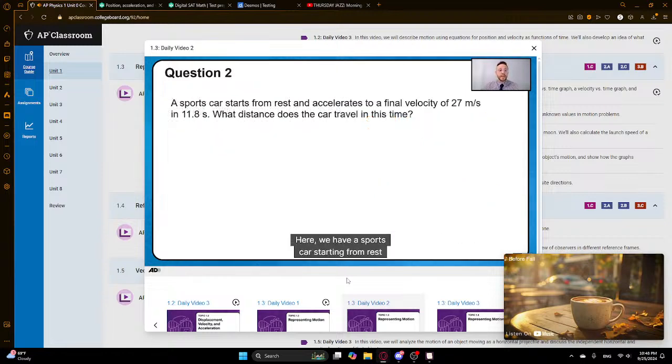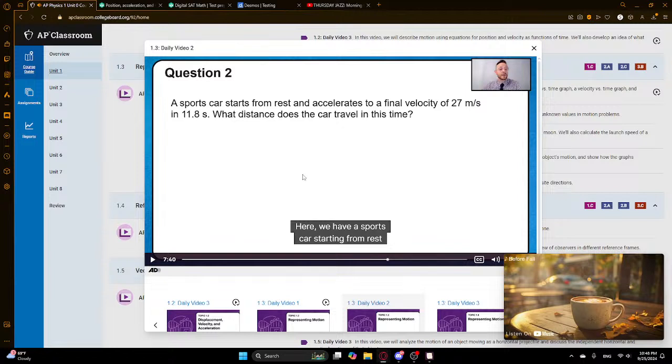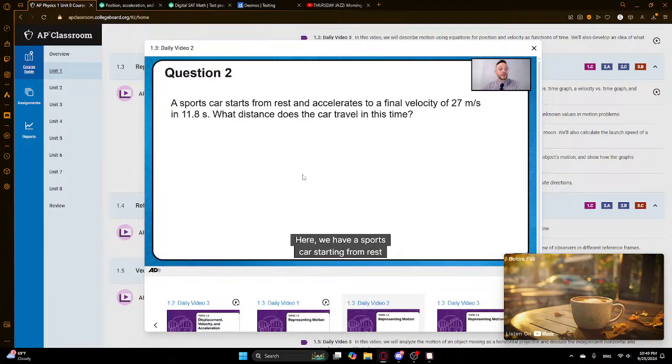Let's look at another example. Here we have a sports car. Alright, I'm gonna try and do this one on my own. Oh, this is gonna be so bad. Sports car starts from rest, which means initial velocity is 0. It accelerates, so we got final velocity equals 27 meters per second, and the time is equal to 11.8 seconds. What distance does the car travel? So we're looking for distance.